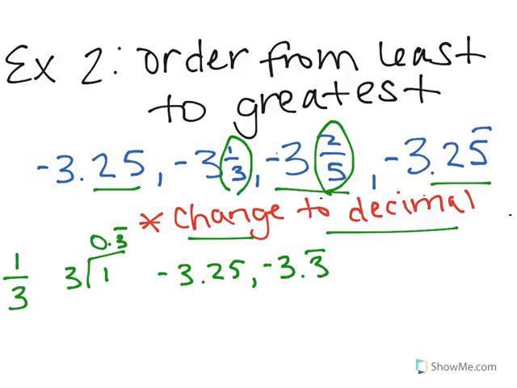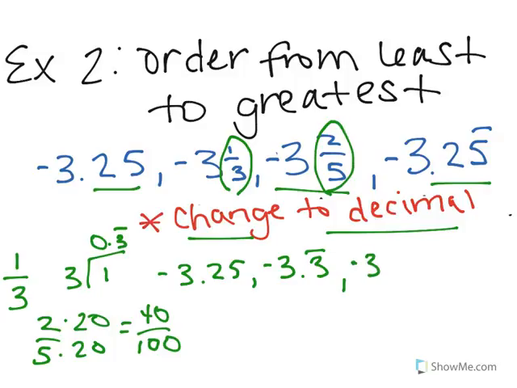Now let's look at this one: -3 and 2/5. Well, I can easily change that 5 into 100. I just have to multiply both the top and the bottom by 20. So I'm going to get 40/100. So I can rewrite this as -3.40. We can add a 0. And the last one we don't even have to turn into a decimal because it's already there for us, which is super nice. Now all I have to think about is money.